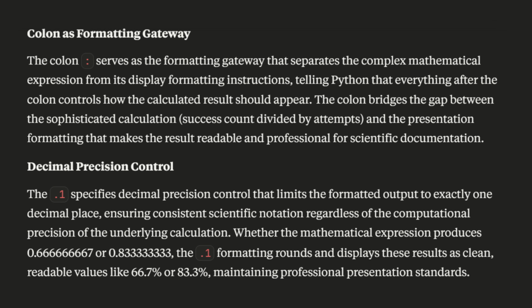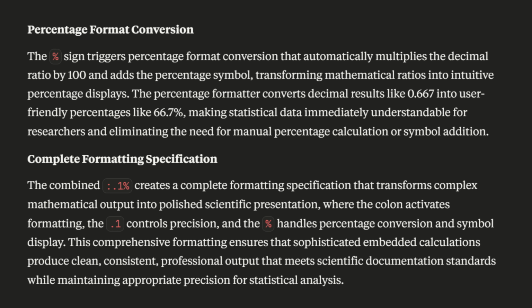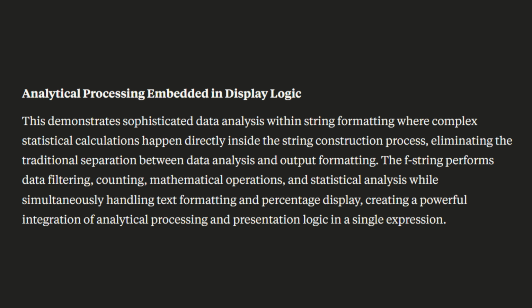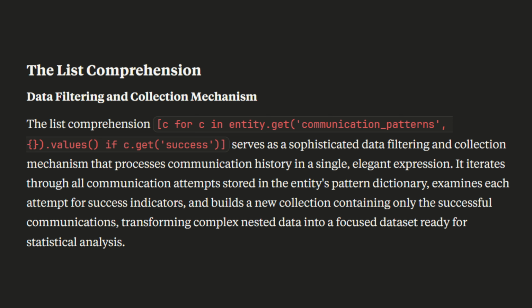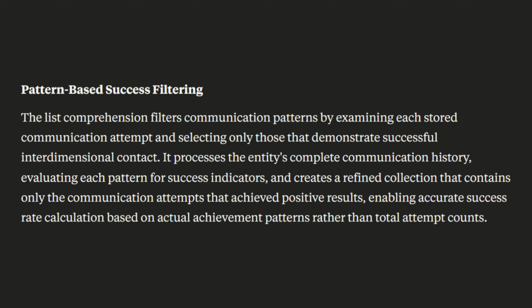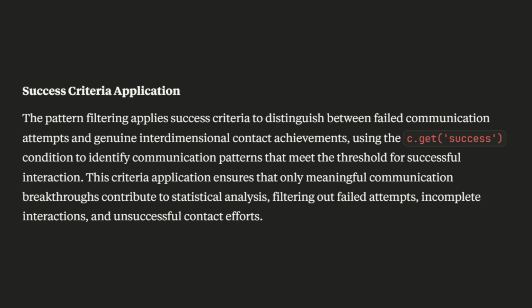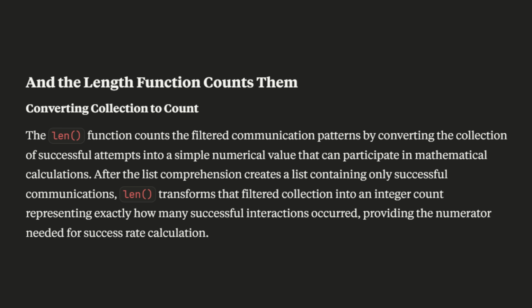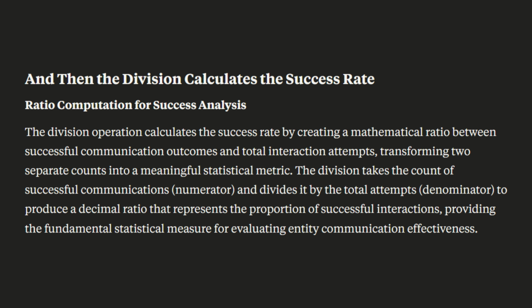And then, of course, the formatted precision, starting with the colon, the .1 for one decimal place, and the percentage sign. We're creating a sophisticated data analysis within string formatting, the list comprehension. c for c in entity.get communication_patterns, comma, an empty dictionary, closing parentheses, chaining it to .values with the open and close parentheses. If c.get, the parentheses inside of that has the string success, closing that off with the closing bracket, and then that filters communication patterns. So it's saying we only want to find the successful ones, and length, the len function counts them, and then the division calculates the success rate.